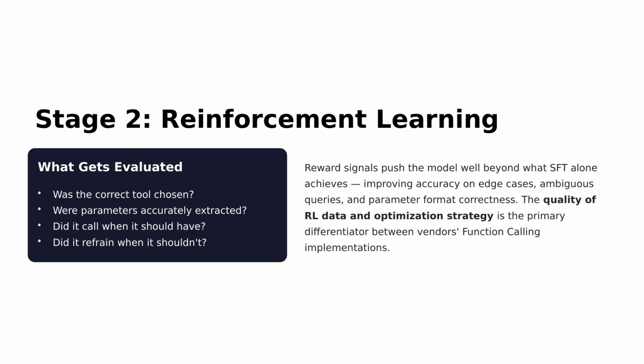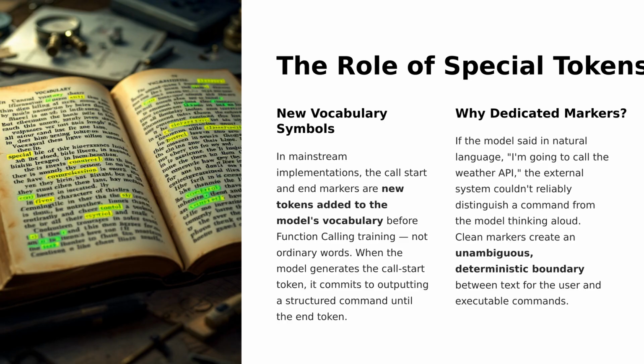Welcome to Stage 2, Reinforcement Learning. In this phase, we evaluate several key aspects of the model's performance. Was the correct tool chosen? Were parameters accurately extracted? Did it call when it was supposed to and refrain when it shouldn't? Reward signals enhance accuracy, especially in edge cases and ambiguous queries. Ultimately, the quality of reinforcement learning data and optimization strategy differentiates vendors' function calling implementations.